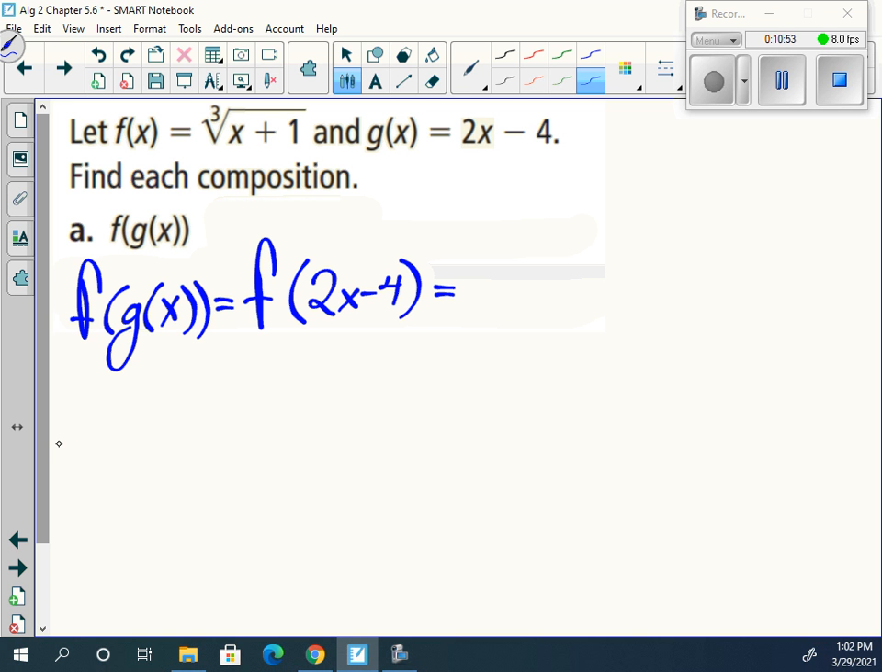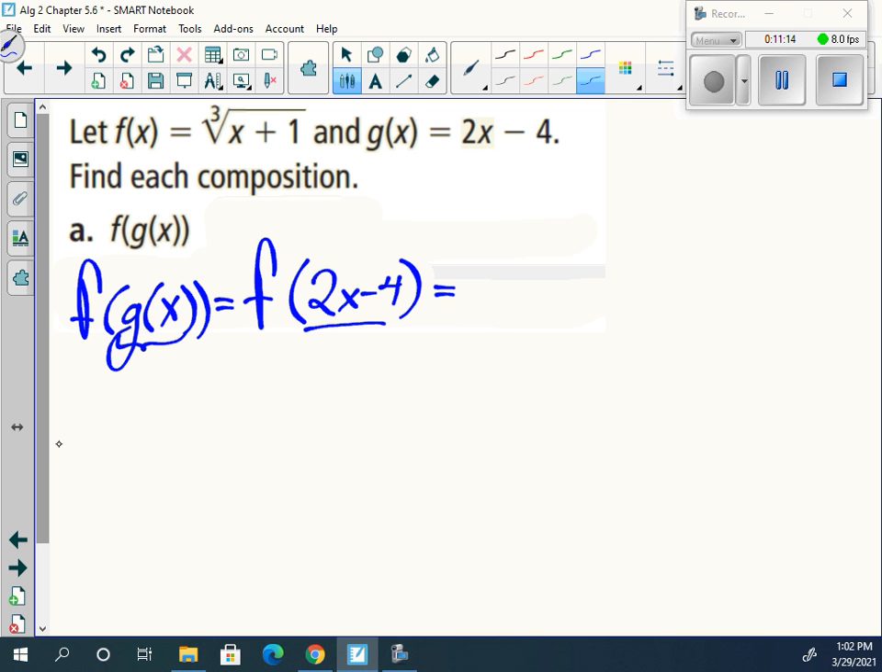So any questions on this thus far? Any questions on any of this? Okay. So we plugged x into g of x. So we always start inside. Now we have f of 2x minus 4.